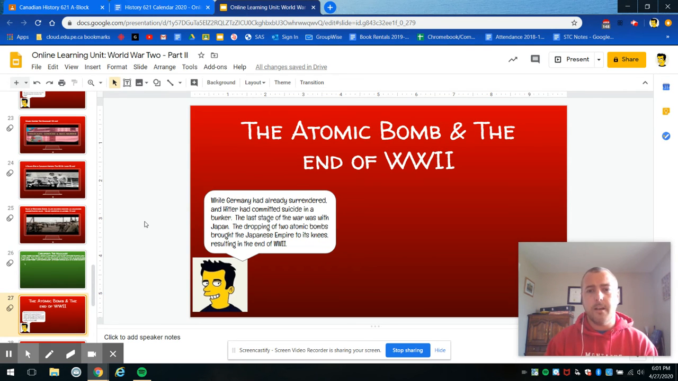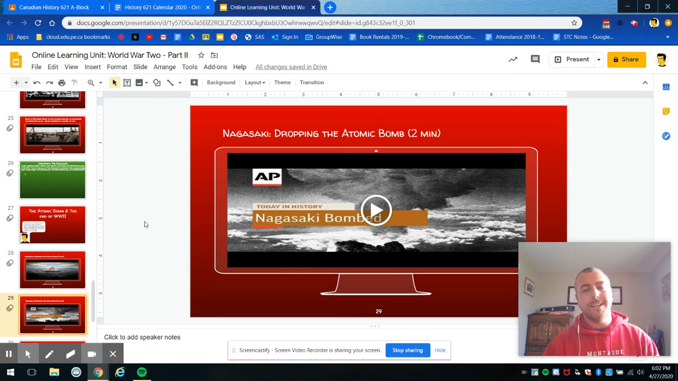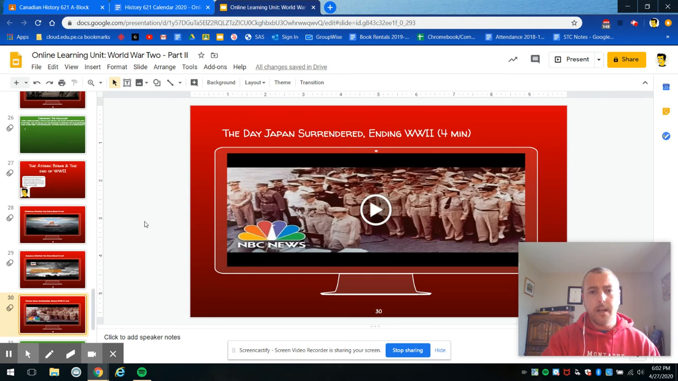And then the final section, the atomic bomb and the end of World War II. So at this point, Germany had already surrendered. It had been rumored that Hitler had committed suicide in his bunker. The United States dropped 2 atomic bombs. The first one was in Hiroshima, and they hoped Japan would surrender after that destruction. Japan did not surrender. So a few days later, the United States dropped a second atomic bomb on the town of Nagasaki. And then here's actual footage of the day that Japan surrendered that ended World War II.